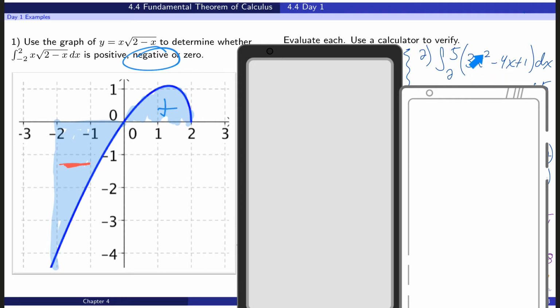We need the antiderivative first, which you know how to do, and then we're going to substitute 5 and 2 into that antiderivative. Pause the video and see if you can come up with the final answer.